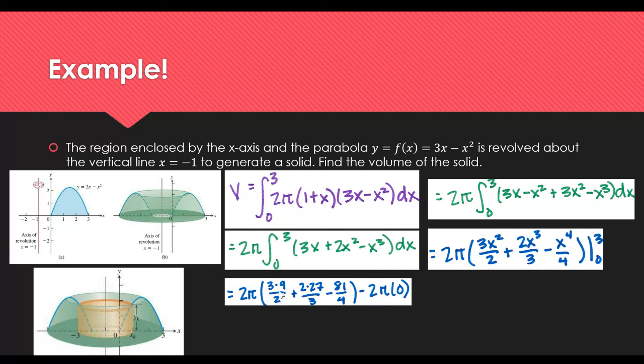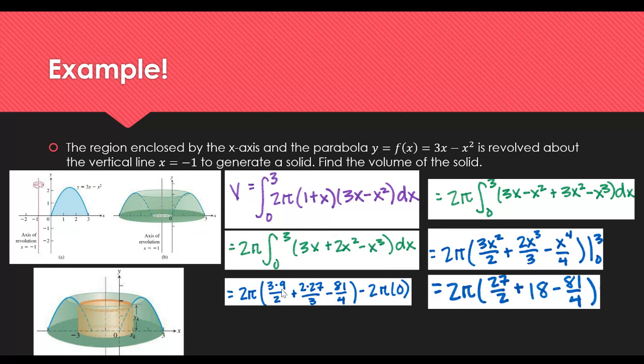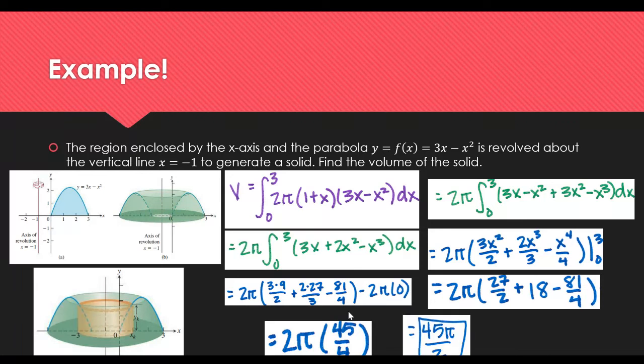So 3 squared is 9, 3 cubed is 27, 3 to the 4th is 81. And so that's 27 over 2. 2 times 27 divided by 3 is just 18, and that's going to stay 81/4. And so when I work that all out, I end up getting 2 times pi times 45 over 4, which is 45 pi over 2. So the volume of that weird jello mold bundt cake, whatever you want to think of it as, is 45 pi over 2.